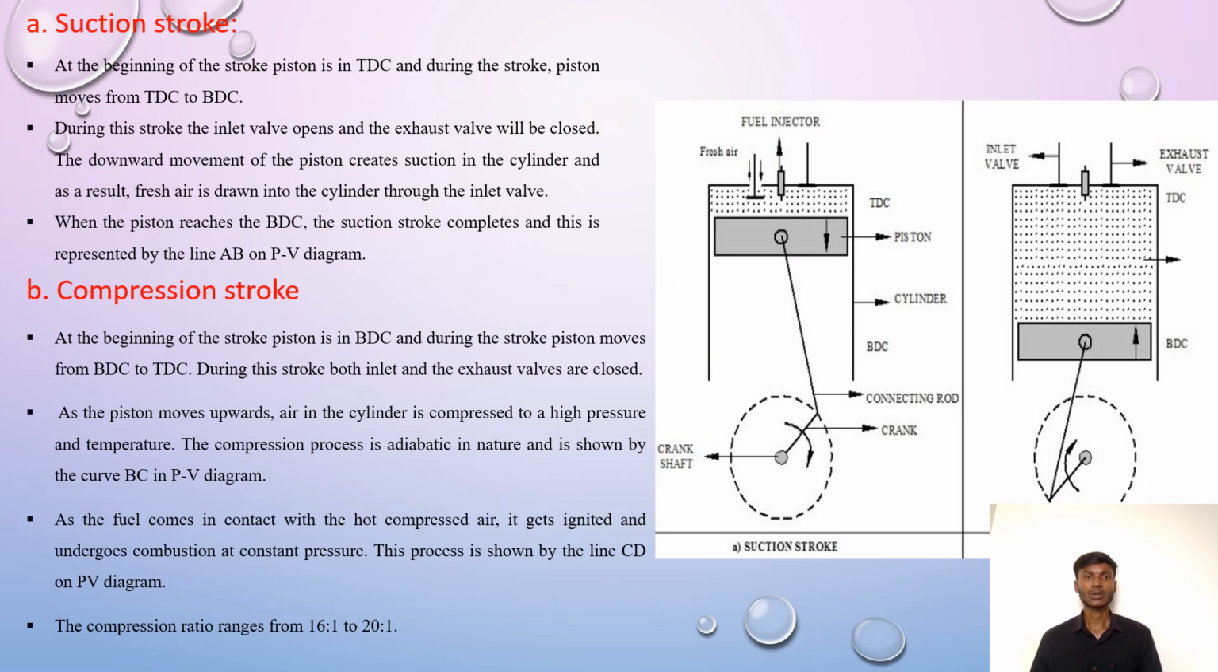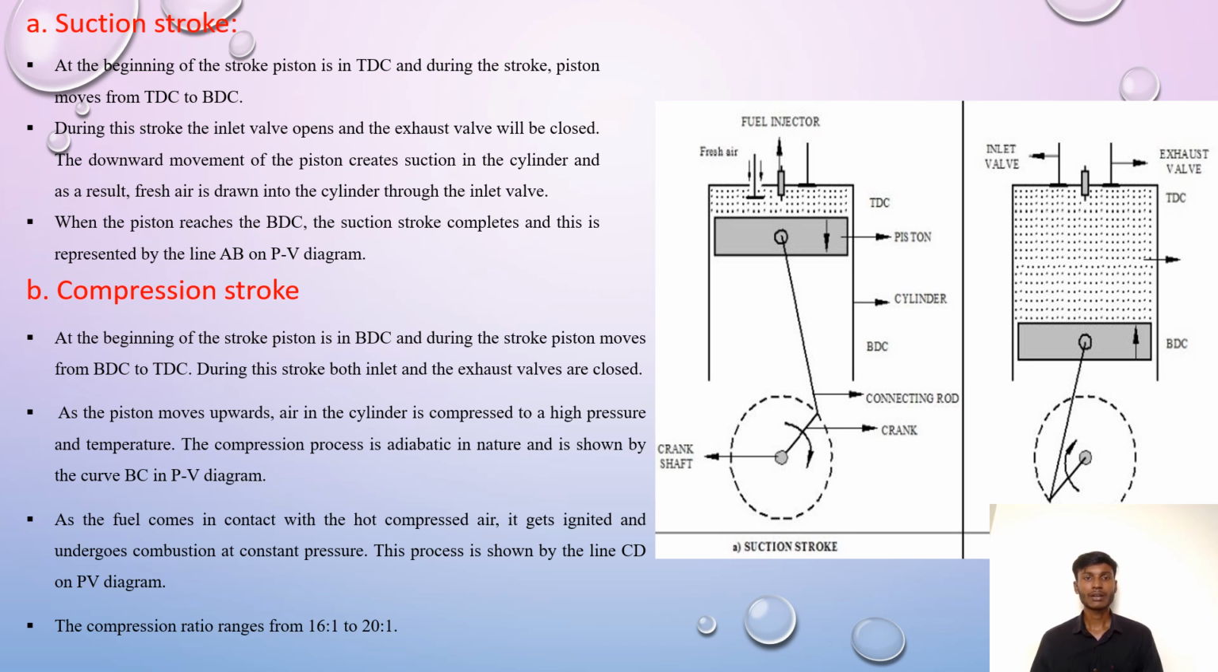Suction stroke. At the beginning of the stroke, the piston is at TDC, and during the stroke, the piston moves from TDC to BDC. During this stroke, the inlet valve opens and the exhaust valve is closed. The downward movement of the piston creates suction in the cylinder, and as a result fresh air is drawn into the cylinder through the inlet valve. When the piston reaches BDC, the suction stroke is complete. This is represented by the line AB on the PV diagram.